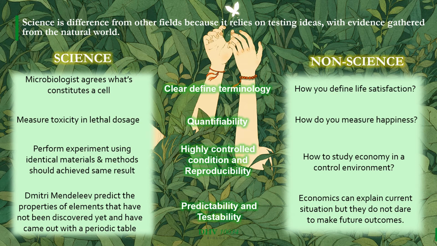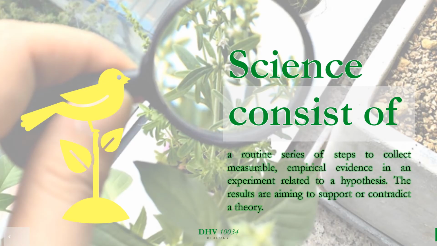So here we can say that scientific study has clear definitions, can be quantified, has highly controlled conditions, can be reproduced, and is predictable and testable. Science consists of a routine series of steps to collect measurable empirical evidence in an experiment related to a hypothesis. The results aim to support or contradict a theory.